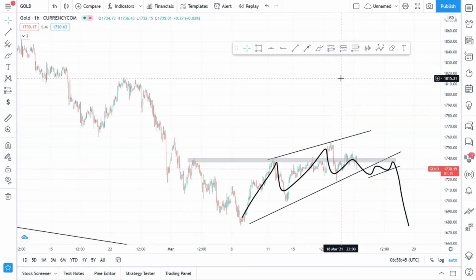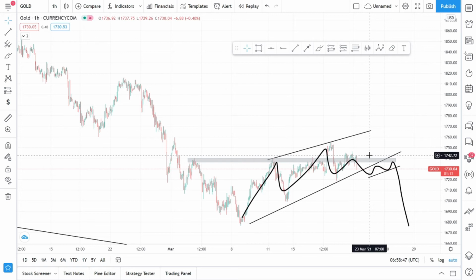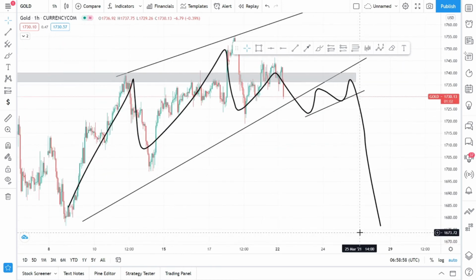However, we still are looking for buying opportunities should gold give us those opportunities, because it would make sense to me why I would buy once it breaks above this resistance zone. And as you guys can see right now, it's falling hard, it's pushing strong towards the downside.